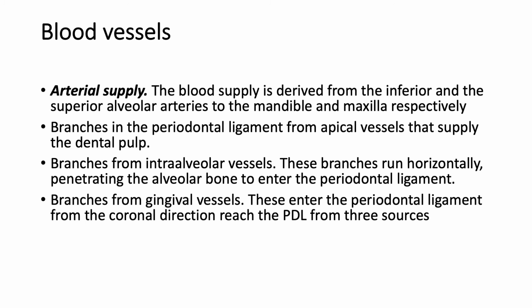Blood vessels of periodontal ligament. Arterial supply. The blood vessels are derived from the inferior and superior alveolar arteries to the mandible and maxilla respectively. Branch in the periodontal ligament from apical vessels that supply the dental pulp. Branch from intra-alveolar vessels. These branches run horizontally, penetrating the alveolar bone to enter the periodontal ligament. Branch from gingival vessels. These enter the periodontal ligament from the coronal direction. So the periodontal ligament receives blood from three sources.